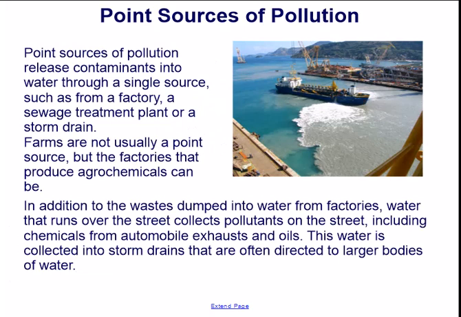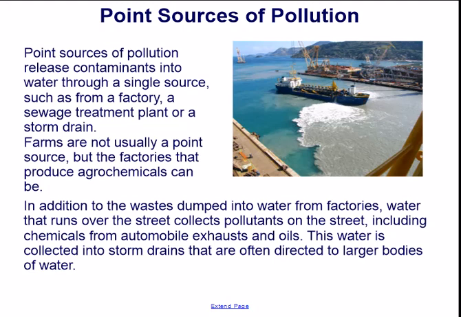Point sources of pollution. Point sources of pollution release contaminants into water through a single source, such as from a factory, a sewage treatment plant, or a storm drain. Farms are not usually a point source, but the factories that produce agrochemicals can be.